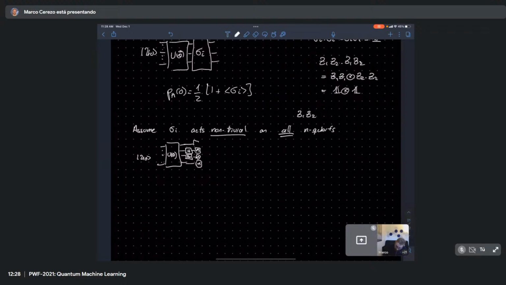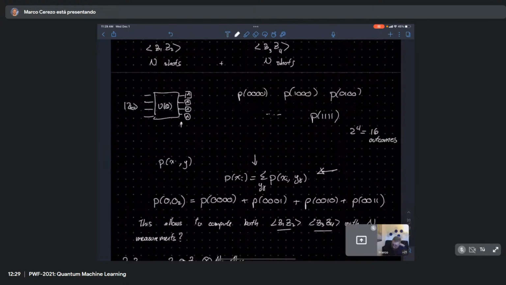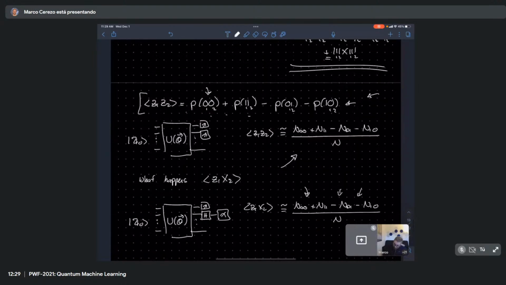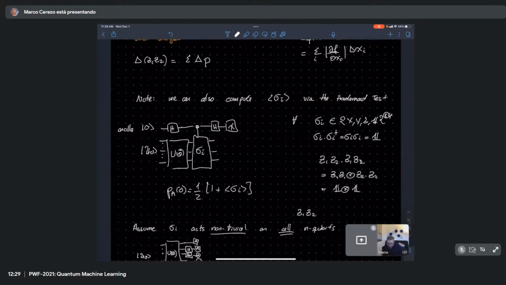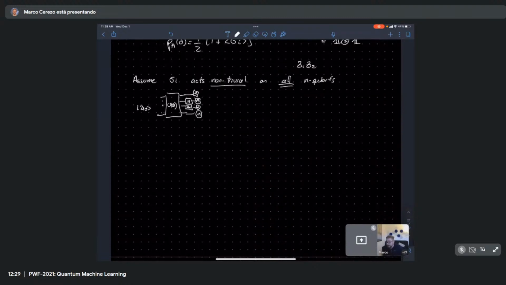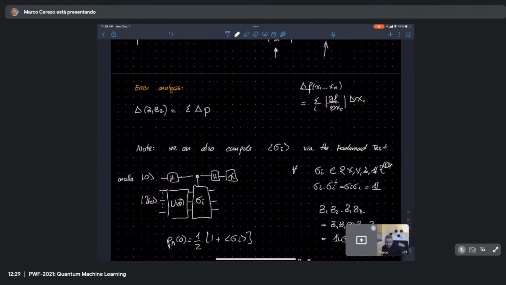And whenever I do this trick of writing the expectation value as a summation of probabilities, I'm going to have an exponential number of terms, because I have all the possible outcomes. They are weighted with pluses and minuses, but I have an exponential number of terms. So something that you can always do is try to estimate this with a finite number of shots. Of course, this will come at the cost of some statistical error, and those statistical errors are going to start piling up very fast.